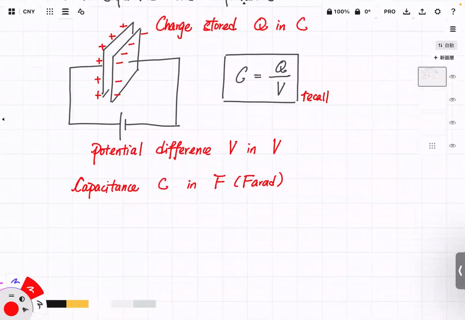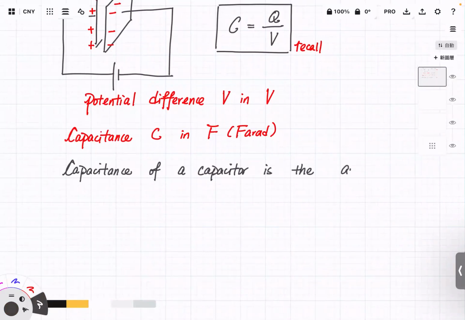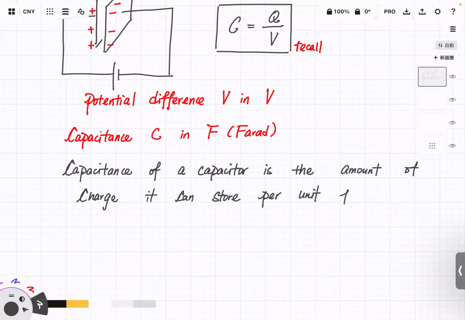So we can define the capacitance in the equation as Q over V, but in words, it means the following. The capacitance of a capacitor is the amount of charge it can store per unit potential difference applied across it.